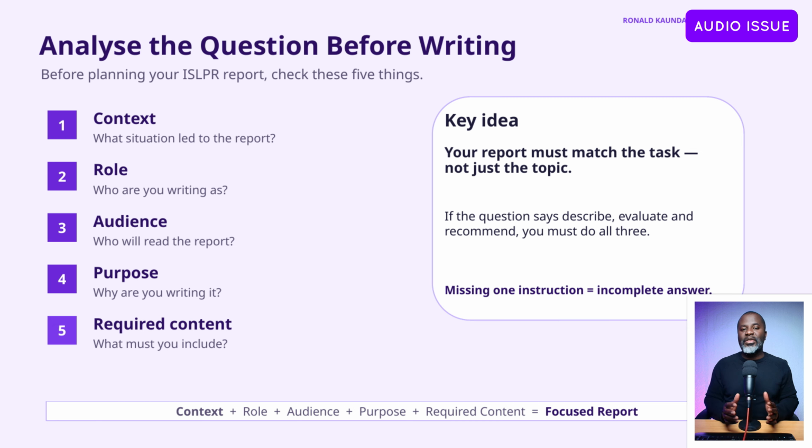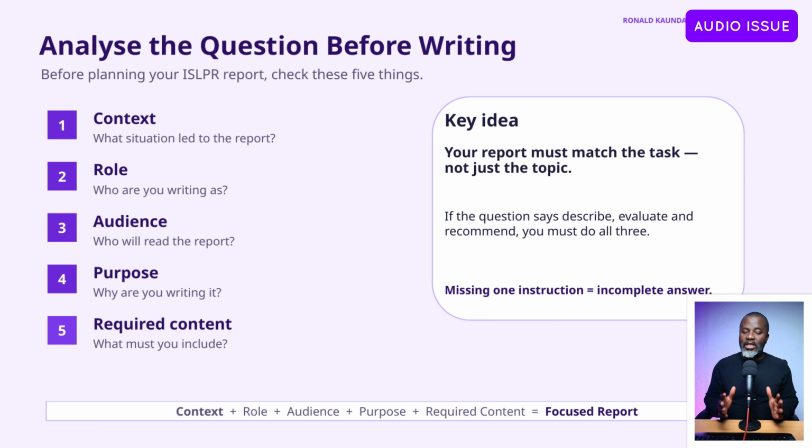The purpose. Element number 4, identify the purpose. In identifying the purpose, ask yourself, why am I writing this report? You may be required to inform, evaluate, explain, investigate, recommend, or even request information.